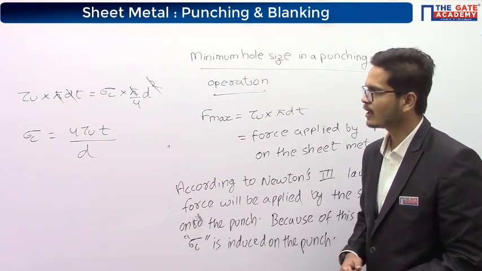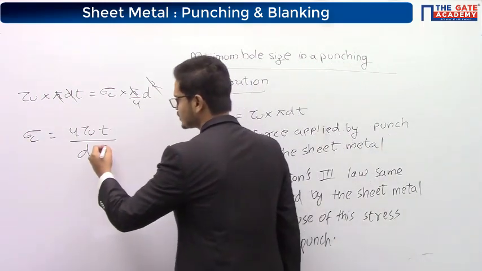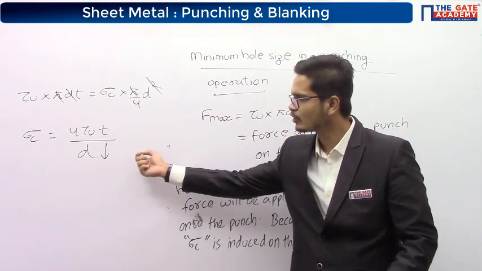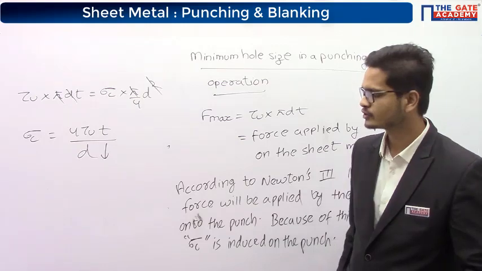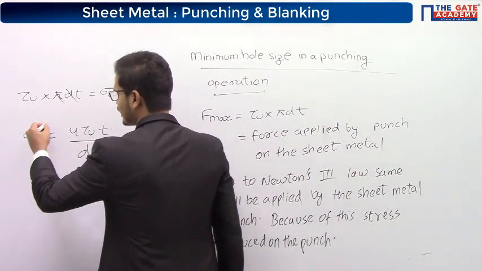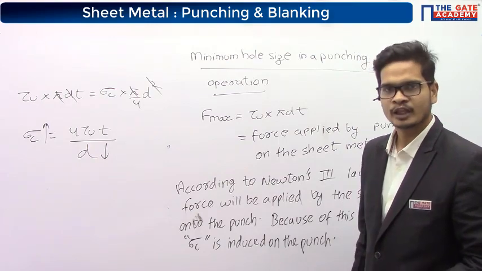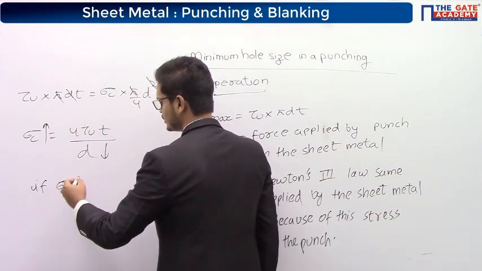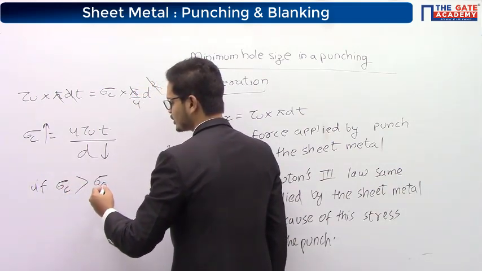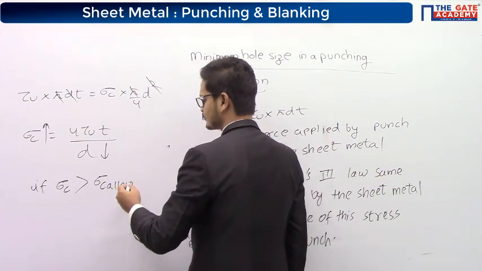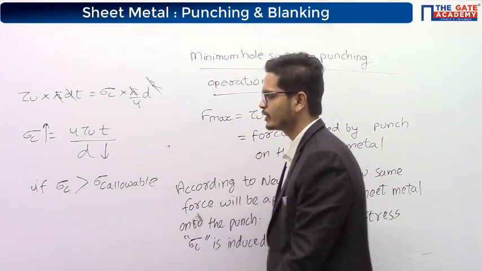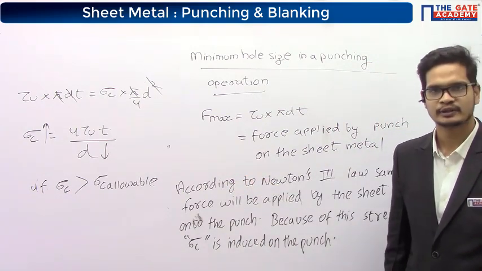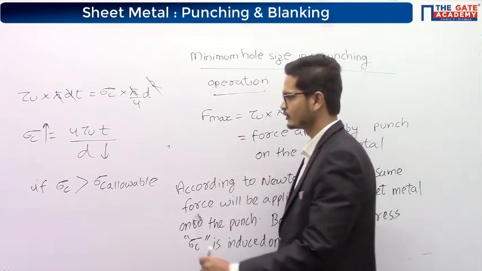Right? Now, if this diameter is reducing, it means you are trying to make a hole of smaller diameter. If you are trying to make a hole of smaller diameter, the value of sigma C will increase. And if sigma C becomes greater than the allowable compressive strength of the punch, the punch will fail.